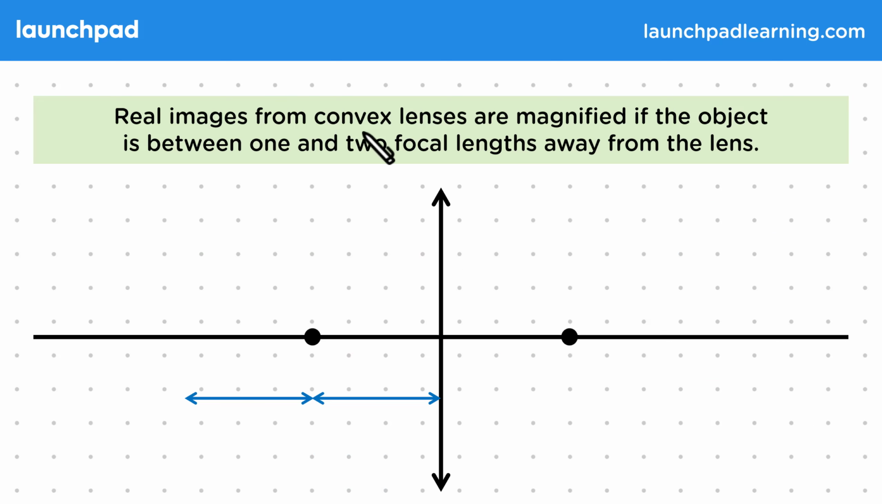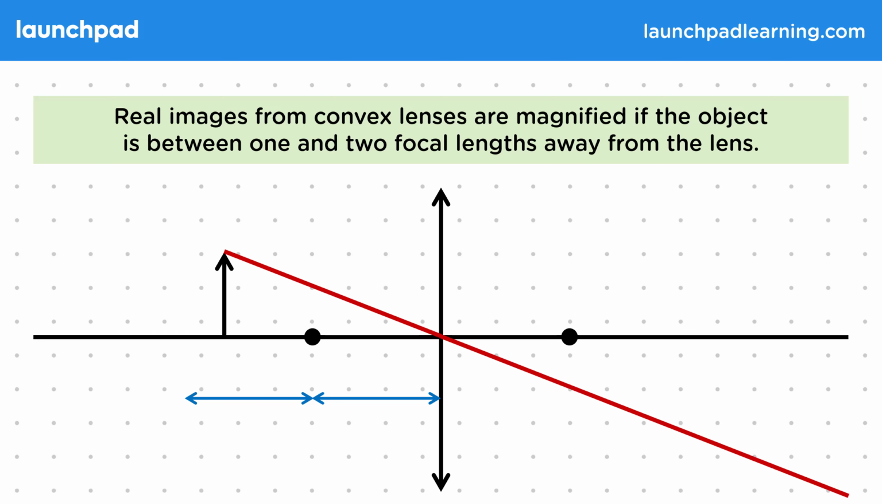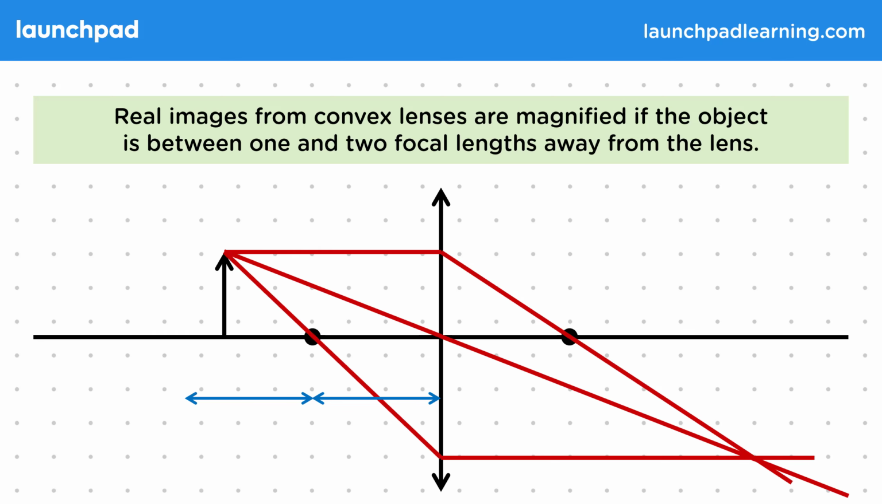Real images from convex lenses are magnified if the object is between 1 and 2 focal lengths away from the lens. Now let's suppose the object is here, further than one focal length but not as far as two focal lengths from the lens. Now when we draw the rays, we see that they converge at a point lower down.